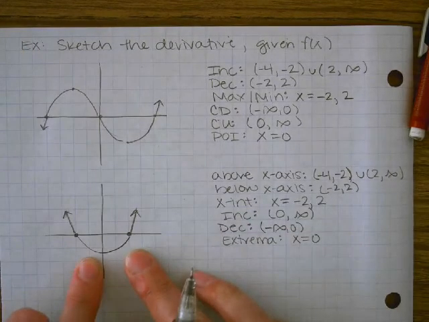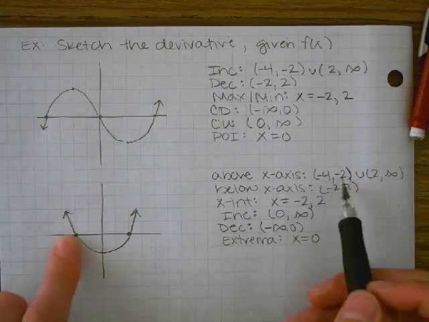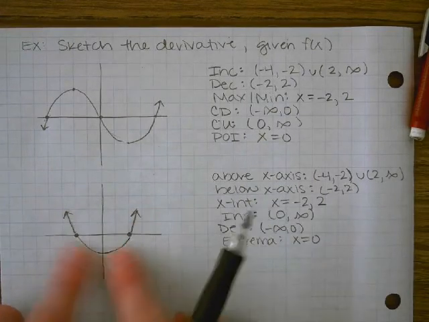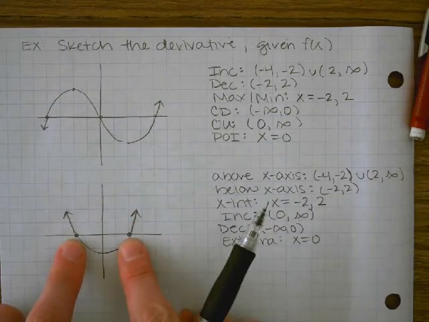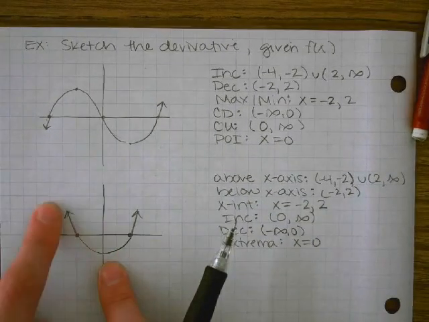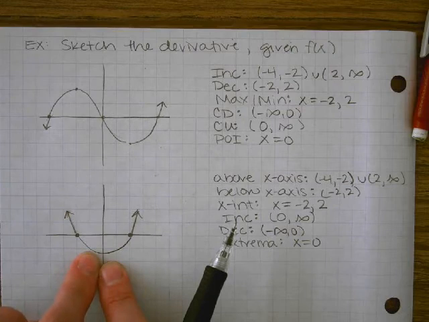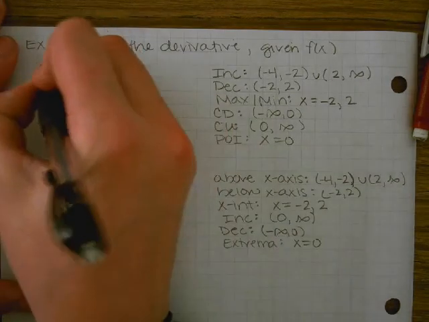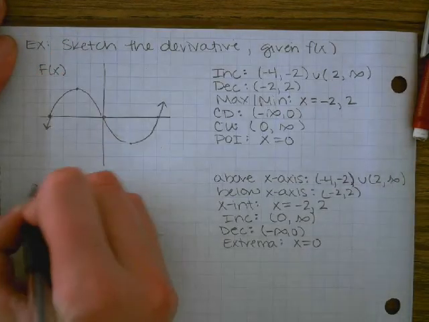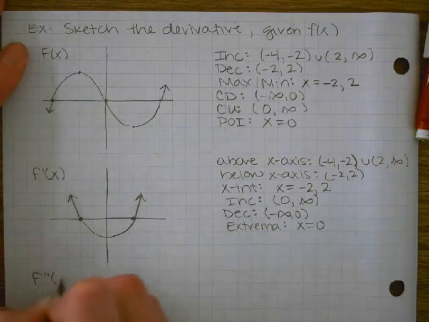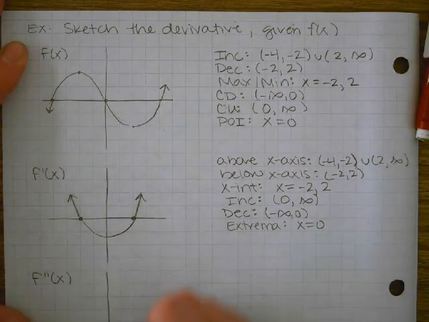And this fits the graph. So if we look above the x-axis, on these intervals over here, below the x-axis in between, we have our x-intercepts. We are increasing from 0 to infinity, we are decreasing from -infinity to 0, and we have the extrema right there at 0. So I'm going to go ahead and label this. This is f of x, this is f prime of x. We're actually going to jump down here and graph the second derivative while we're at it.